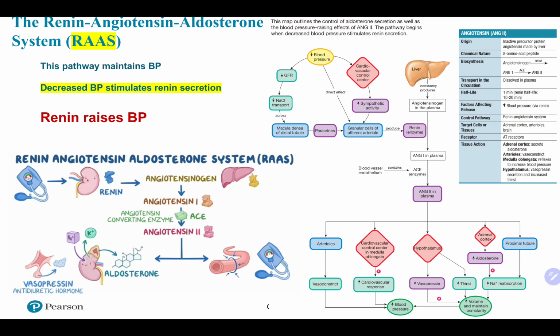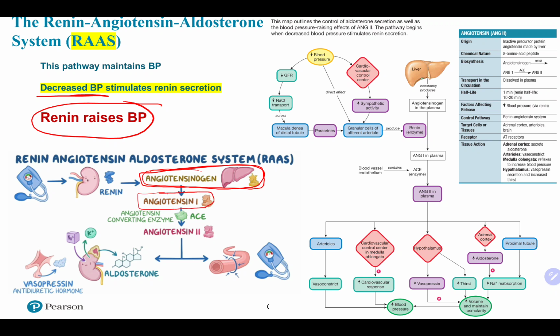This system is stimulated when we have a drop in blood pressure. When we have a drop in blood pressure, we're going to release renin. And renin's job really is to raise blood pressure. How? So renin will act on the already circulating angiotensinogen that's coming from the liver. Understand where it's coming from. So renin will convert angiotensinogen into angiotensin 1. Angiotensin 1 travels around in the blood, goes across the lungs. The lungs have this ACE enzyme, angiotensin converting enzyme, that will convert angiotensin 1 to angiotensin 2.